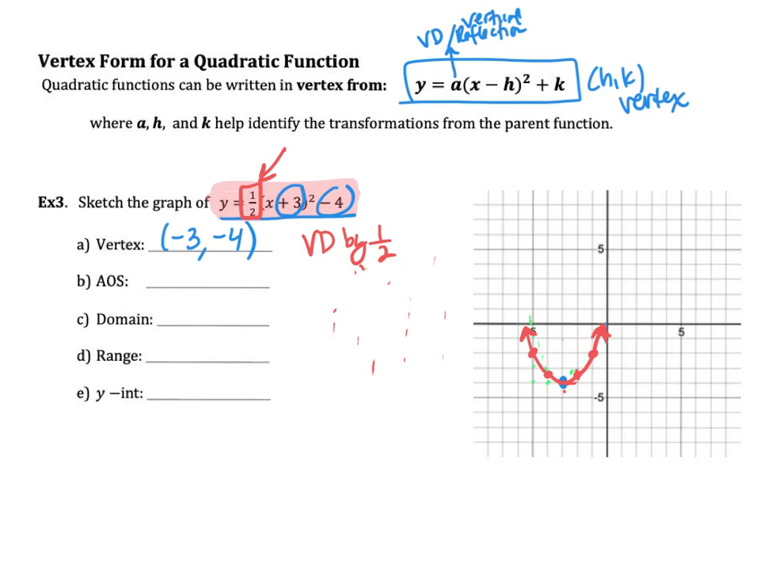Okay, remember the axis of symmetry. So your AOS means axis of symmetry, right? So it's AOS.